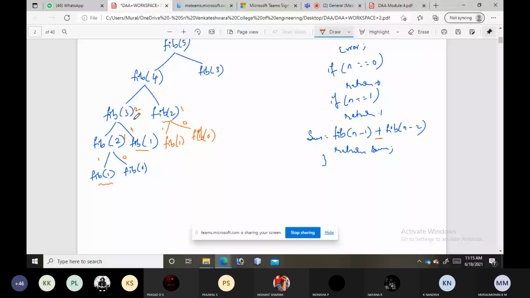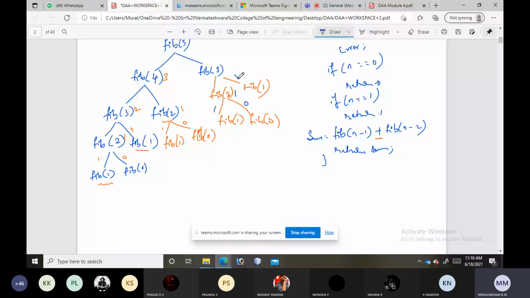Now it will call this one: fib of 2 and fib of 1. Again, fib of 1 and fib of 0. What is fib of 1? n is equal to 1, so 1. Fib of 0 is 0. So 1 plus 0 is 1. Fib of 1 is 1, so fib of 2 is 1. So 1 plus 1 is 2.